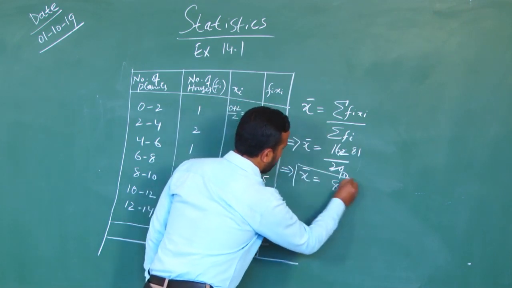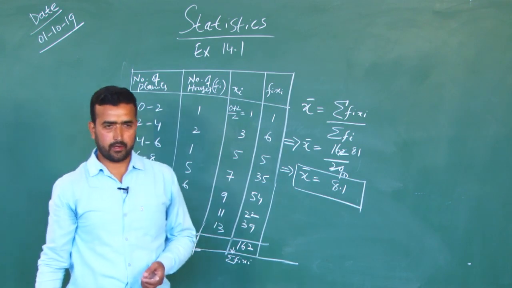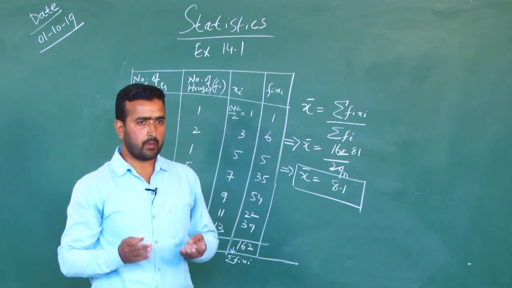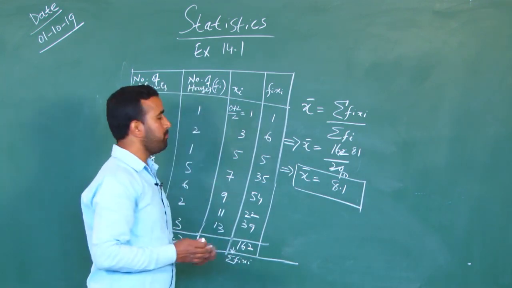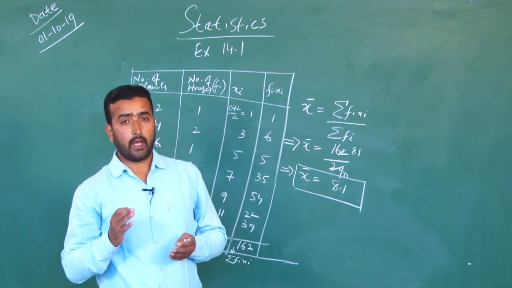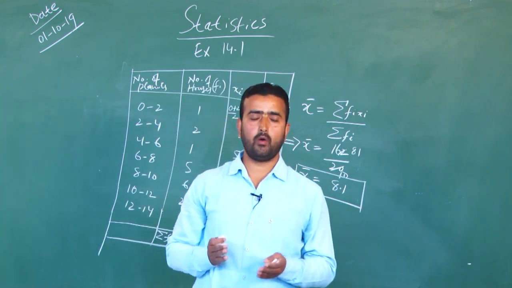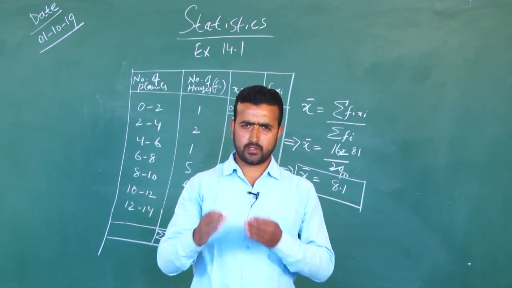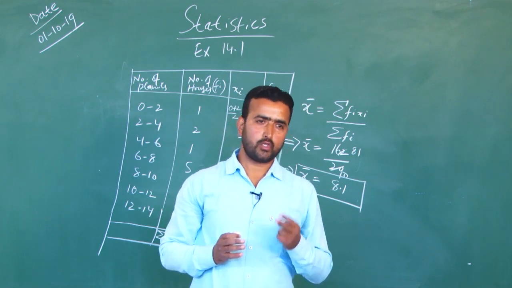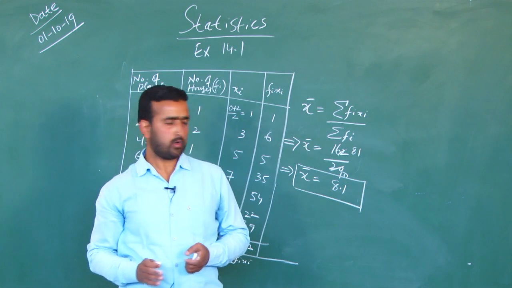So this is the required value that we have found with the help of the direct method. This is the direct method by which we have found here the mean of the given data. Now, dear children, let us see, as we have various methods in calculating the mean of the given data, what is the next method, that is the shortcut or the assumed mean method, for which we will take the next question from your textbook.